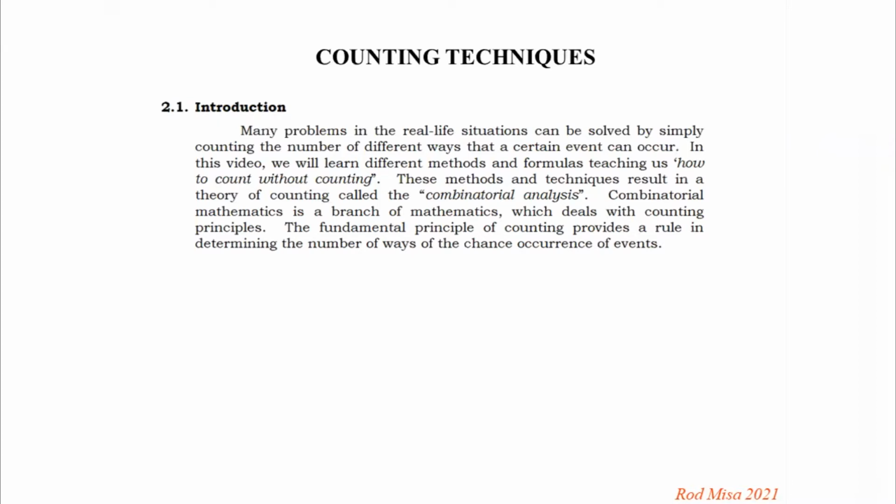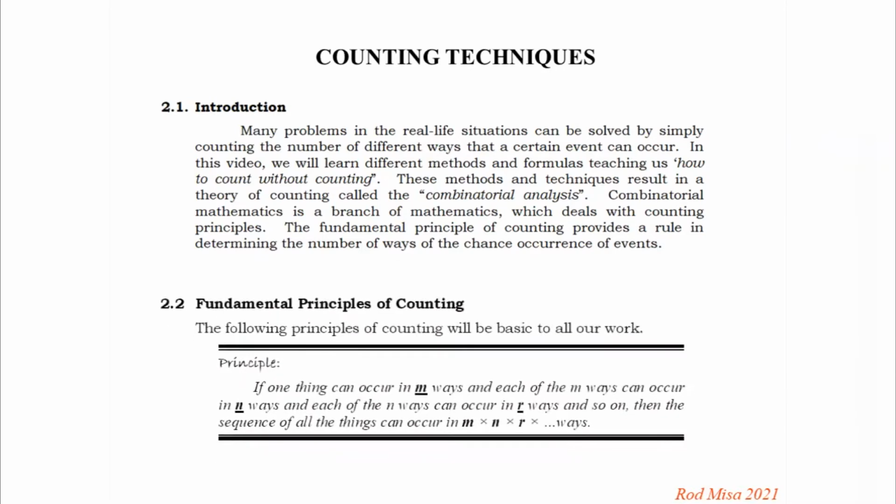Combinatorial mathematics is a branch of mathematics which deals with counting principles. For example, the fundamental principle of counting provides a rule in determining the number of ways of the chance occurrence of events. So, what is the fundamental principle of counting?